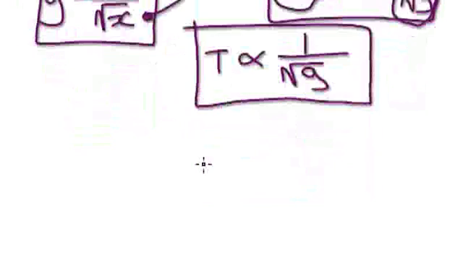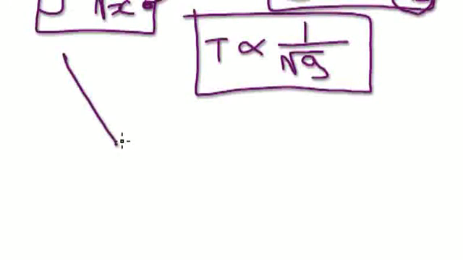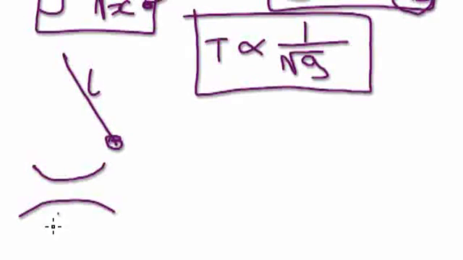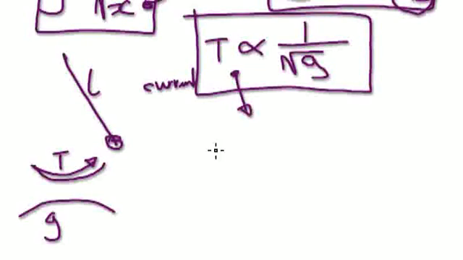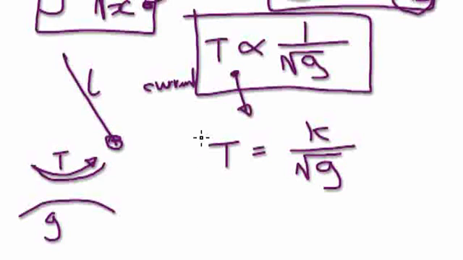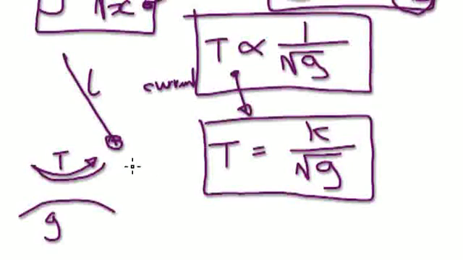So now looking at this here, suppose you've got a string of length L, whatever it is, and now gravity, let's say at the moment gravity is g. Capital T is the time it takes to make one swing. So this here is our current time. The minute you're told this, you can jump to T equals a constant times 1 over root g. So currently, the time it takes to make one swing is given by this.